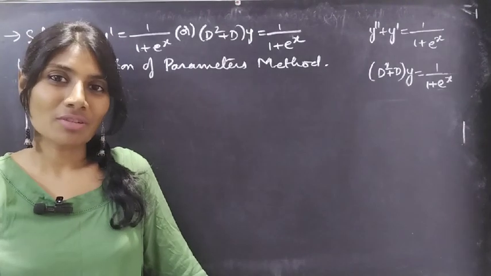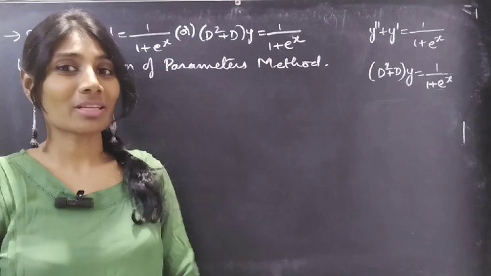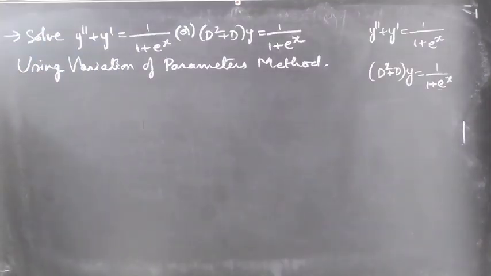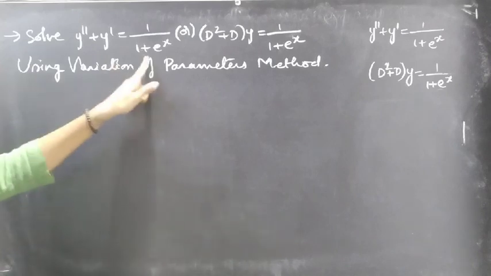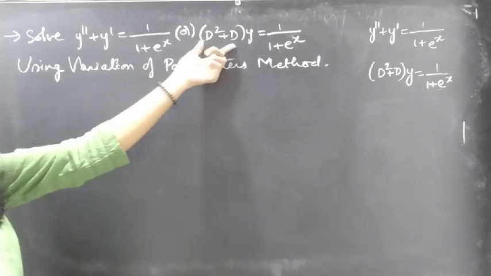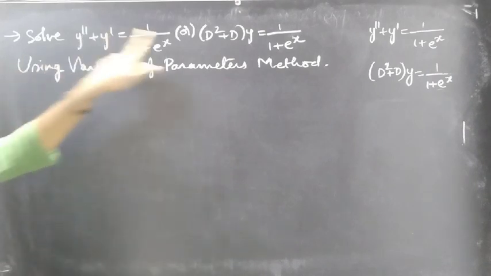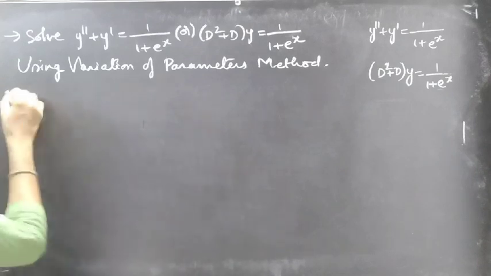In this video, we are going to solve a differential equation using variation of parameters method, part 2. Problem: solve y double dash plus y dash equal to 1 by 1 plus e power x, or D square plus D of y equal to 1 by 1 plus e power x, using variation of parameters method. We are given a differential equation of order 2.